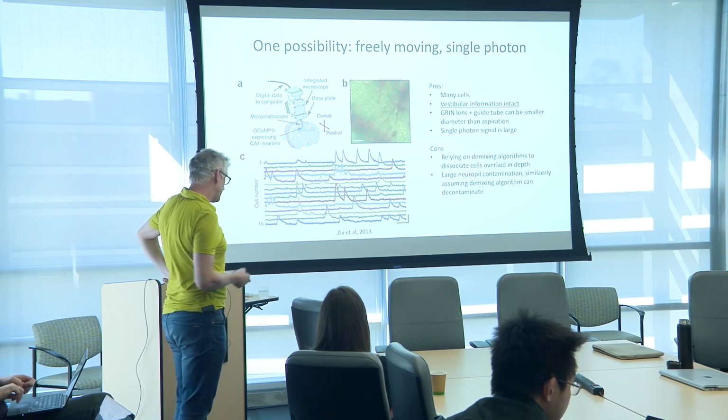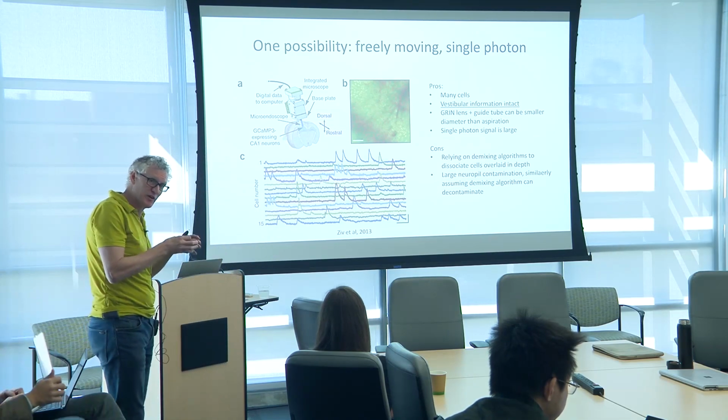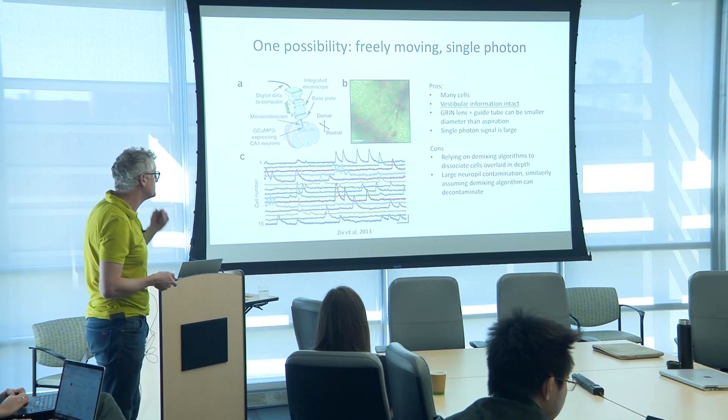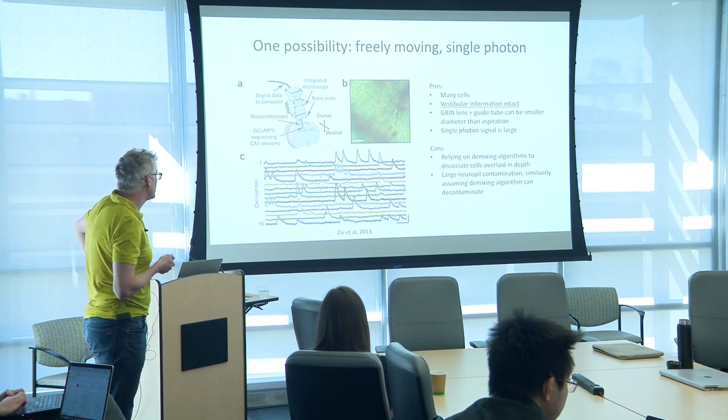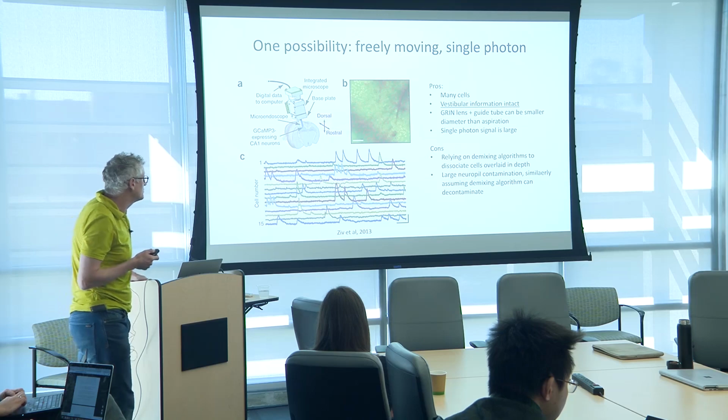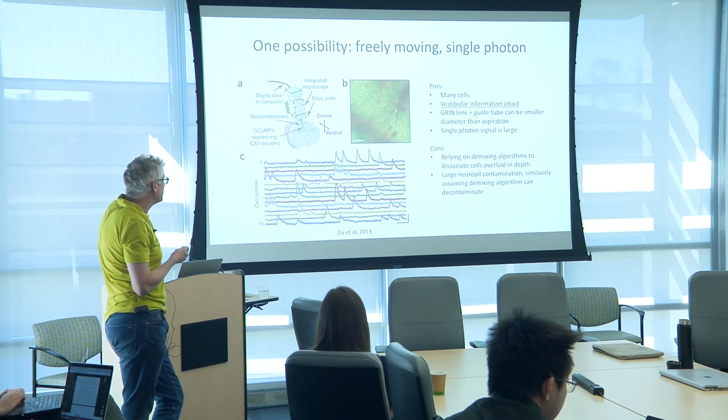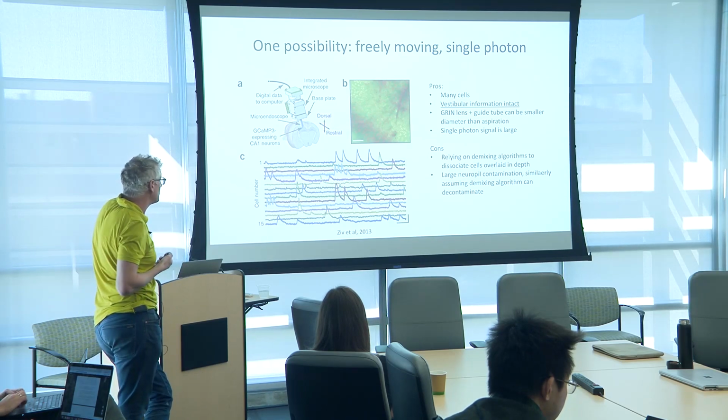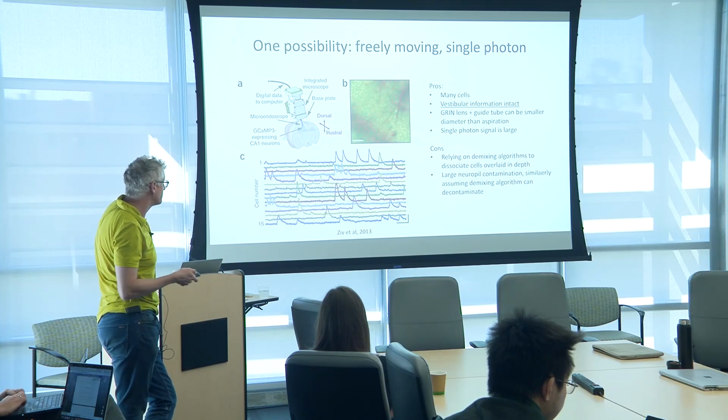What we're doing is an aspiration, removing a larger bit of cortex, whereas a GRIN lens and a guide tube can be smaller, so maybe cause less damage, which is good. And it's single photon, so the single photon signal is large.